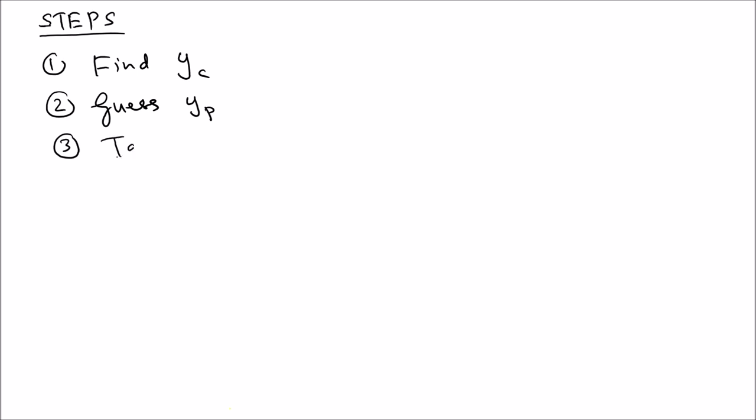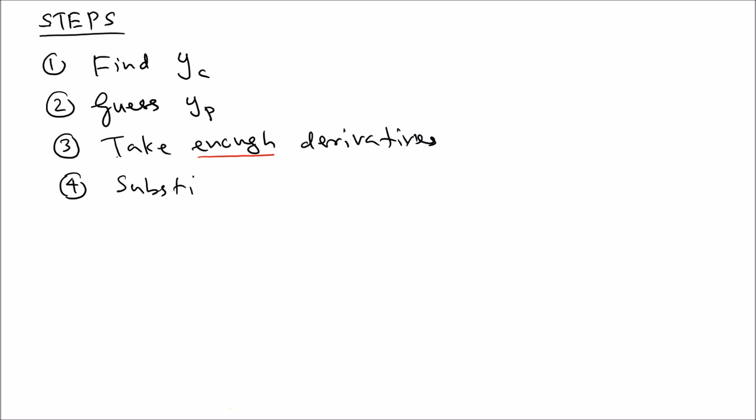Third step, take derivatives. Take enough derivatives. What does that mean? If it's a second order differential equation, you need two derivatives. If it's a third order differential equation, you need three derivatives, like that. As I say, enough. Sufficient number of derivatives. Okay, so it's clear. And then we can substitute into the equation. So substitute into the differential equation, the non-homogeneous one.